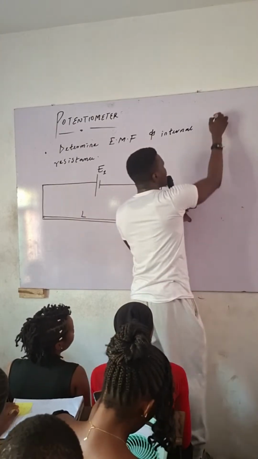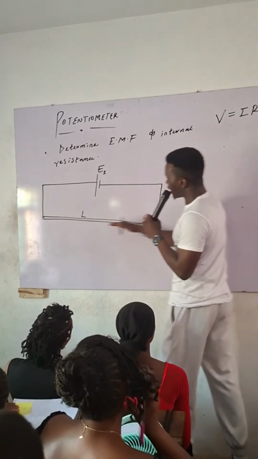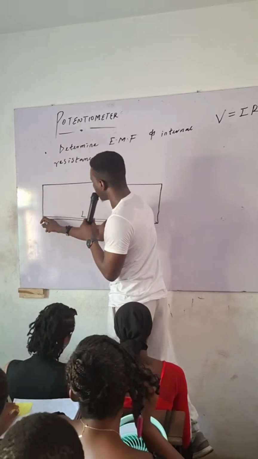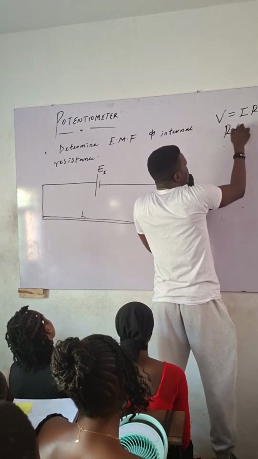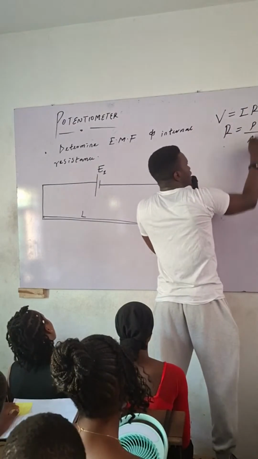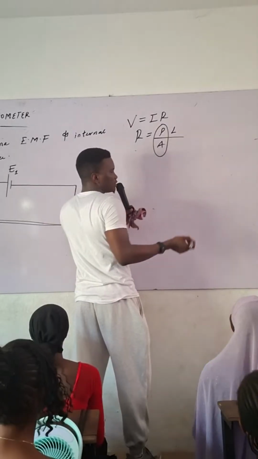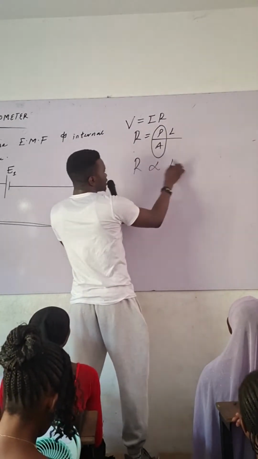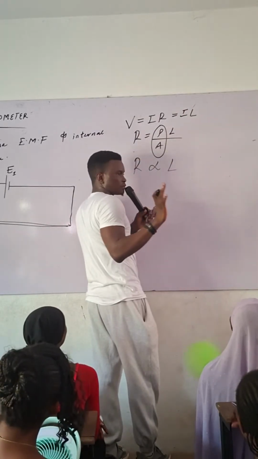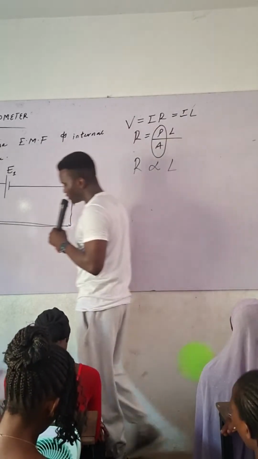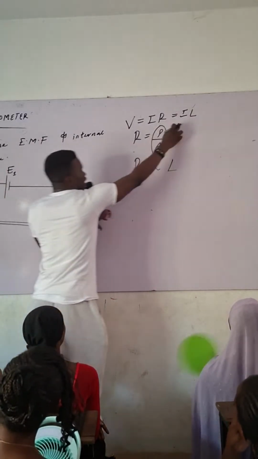we remember that V is equal to IR. But if I'm using a wire of constant area and resistivity, I can say that R is equal to rho L over A. I can make this a constant, meaning that R is directly related to L. So instead of saying V is equal to IR, I can say V is equal to IL, so to say. Now, my E, which is like V, can be equal to IL.